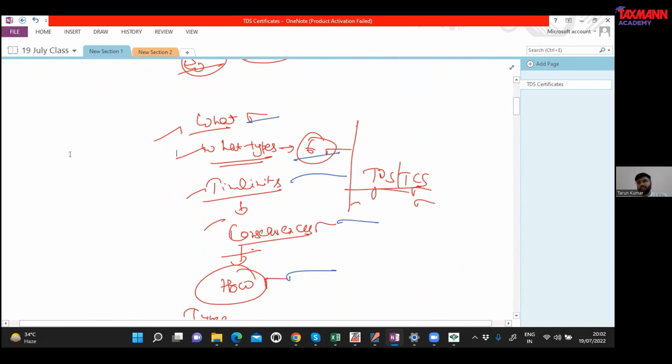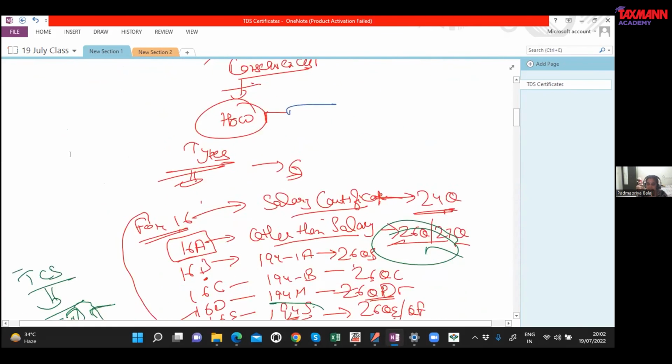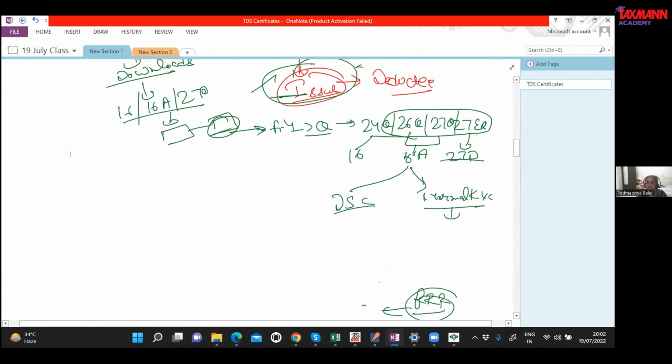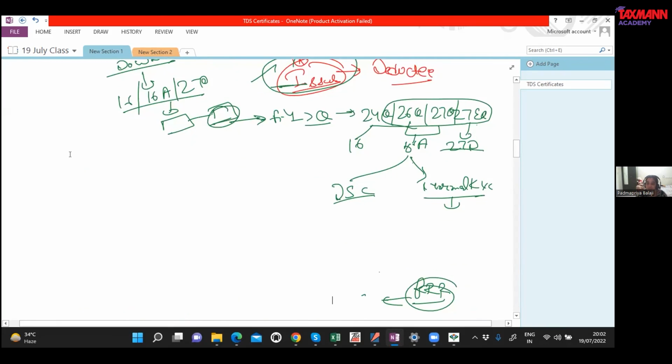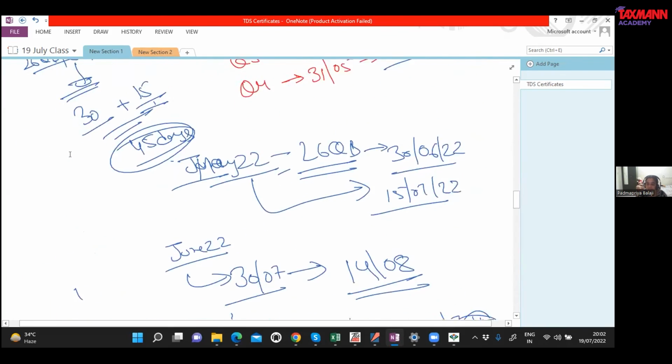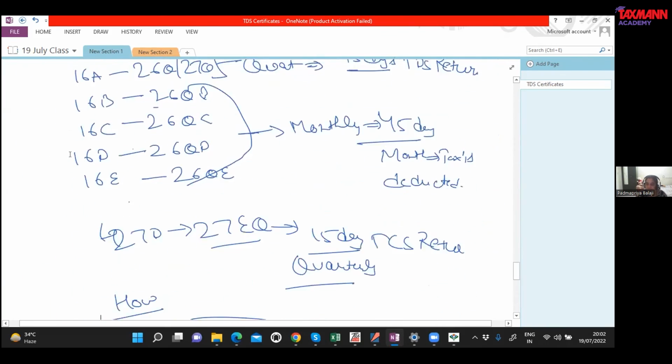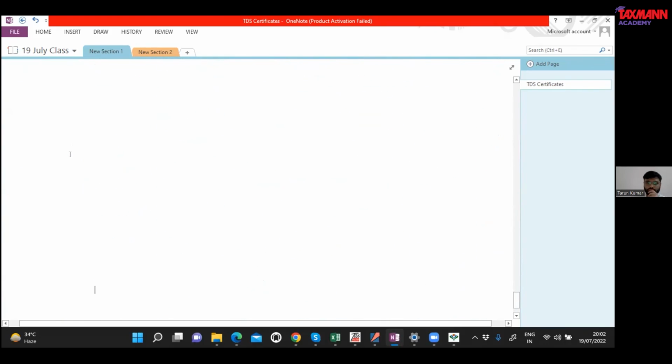Yes, sir. See, for the TDS certificates, if the deductor fails to download it, that's what your consequence will be, 100 rupees per day. That's what you said, no? How will the government come to know he didn't download it? So let's take an example.